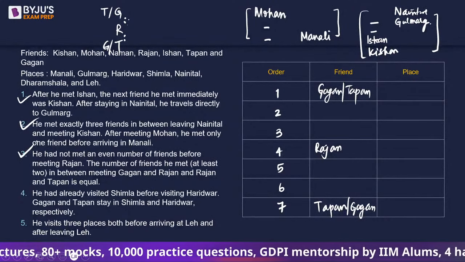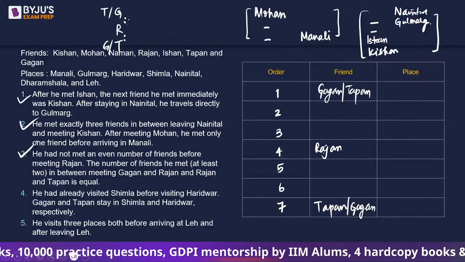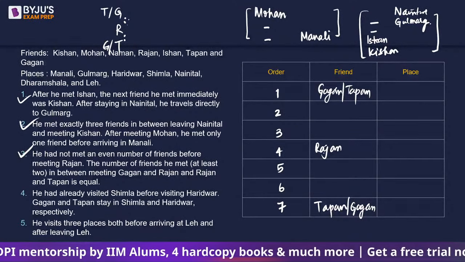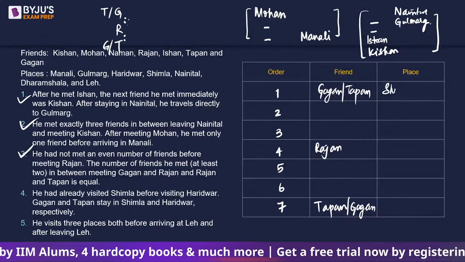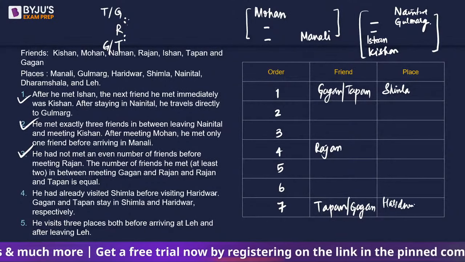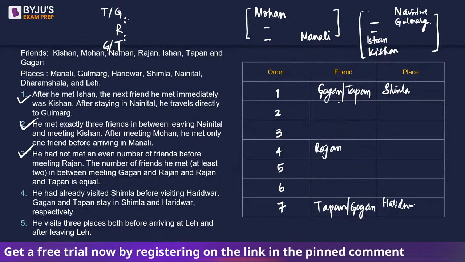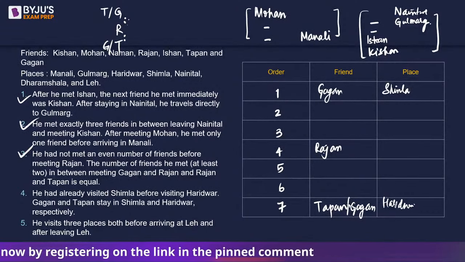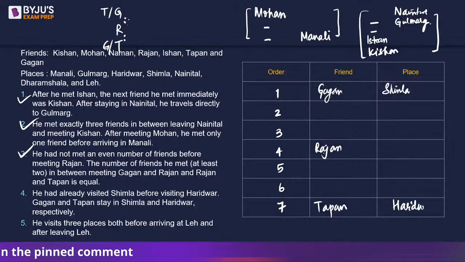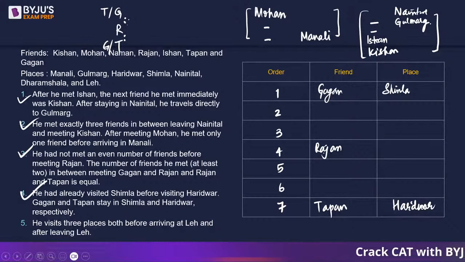He had already visited Shimla before visiting Haridwar. Gagan and Tapan stay in Shimla and Haridwar respectively. So if I take the first one as Gagan, he stays in Shimla and Tapan will stay in Haridwar, and it says he had already visited Shimla before visiting Haridwar. So that tells us that it has to be Gagan and this one has to be Tapan. No? So the second, third and fourth statements tell us the exact places where Gagan, Rajan, Tapan are, and the places of Gagan and Tapan.